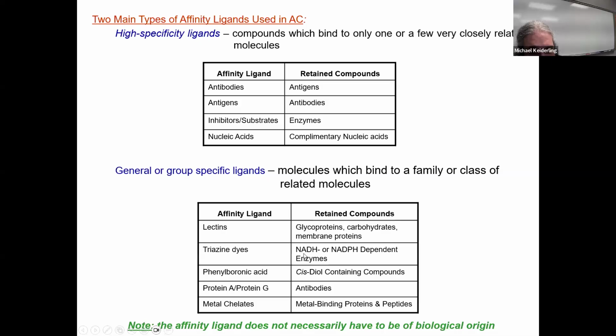Triazine dyes bind to NADH or NADPH-dependent enzymes. Phenylboric acid binds to cis-diol-containing compounds. Protein A and protein G bind to various antibodies. Metal chelates bind to metal-binding proteins and peptides. It doesn't necessarily have to have a biological origin.